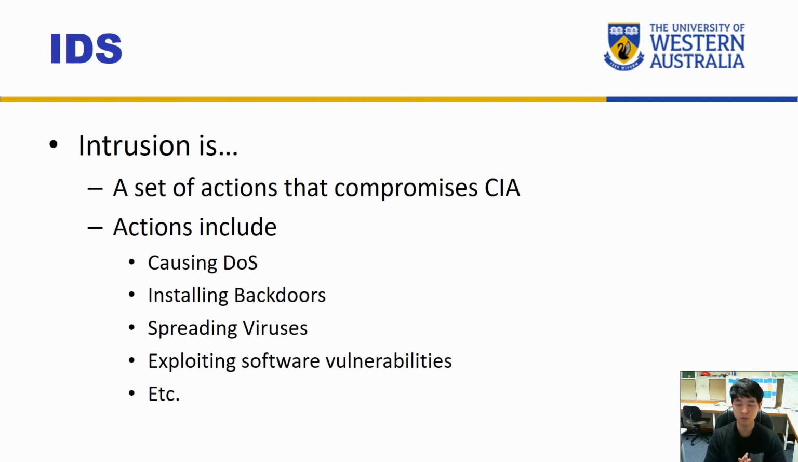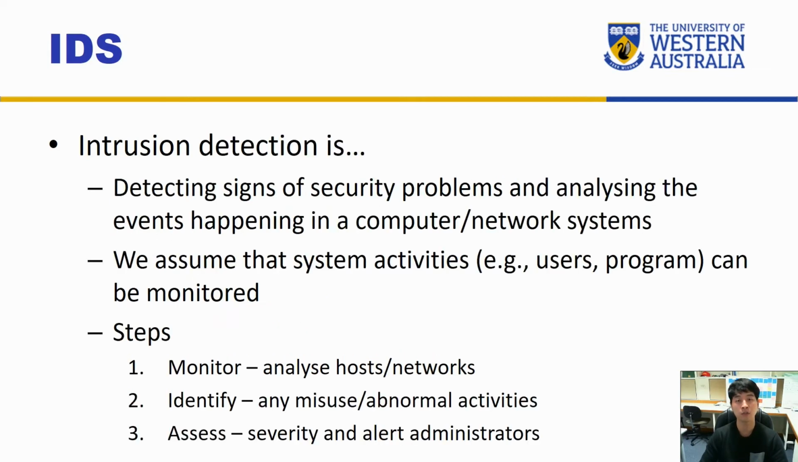Okay, so now we understand a bit about intrusions. Now we need to understand how the intrusion detection mechanism works. Intrusion detection is detecting signs of security problems and analyzing the events happening in computer network systems. Any way we can gather evidence about how attacks may happen will be part of intrusion detection. We assume that system activities such as users and programs can be monitored.